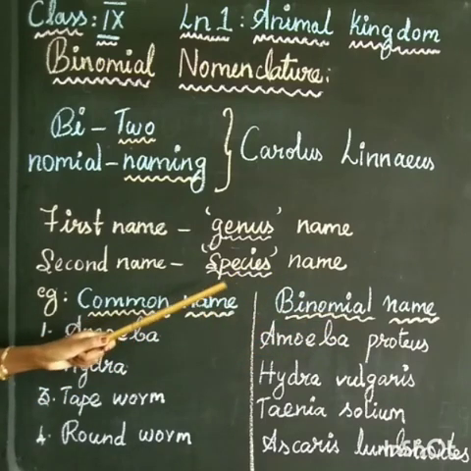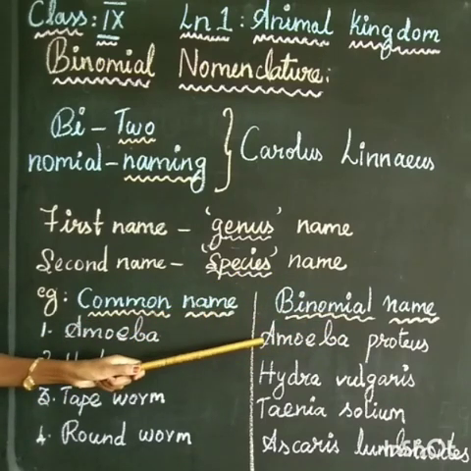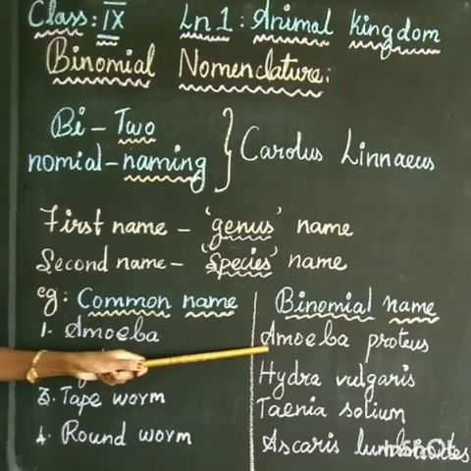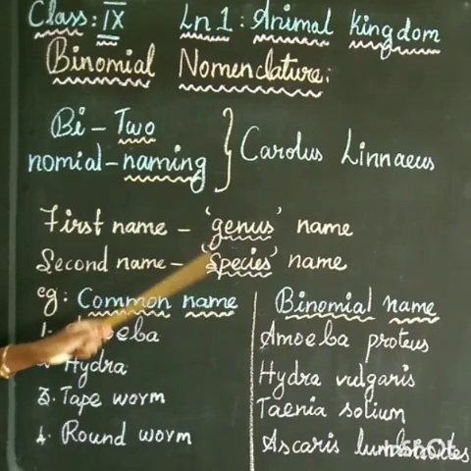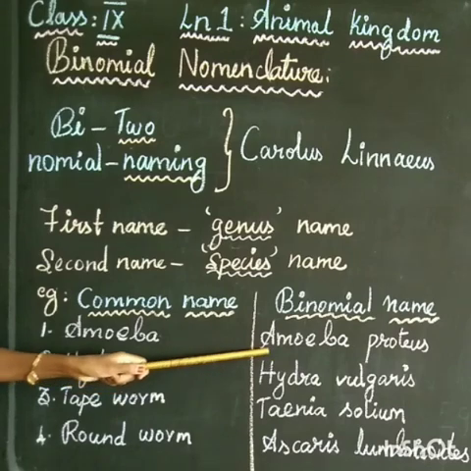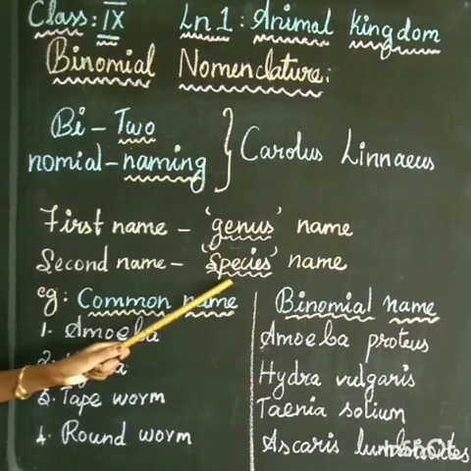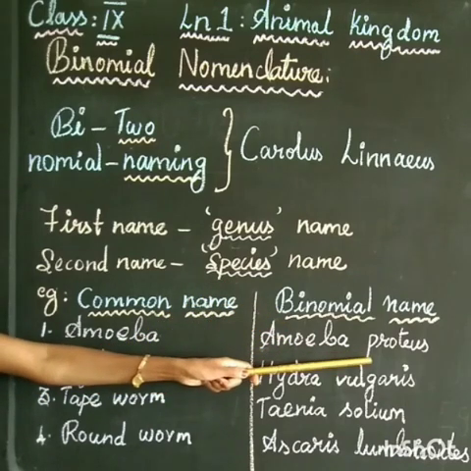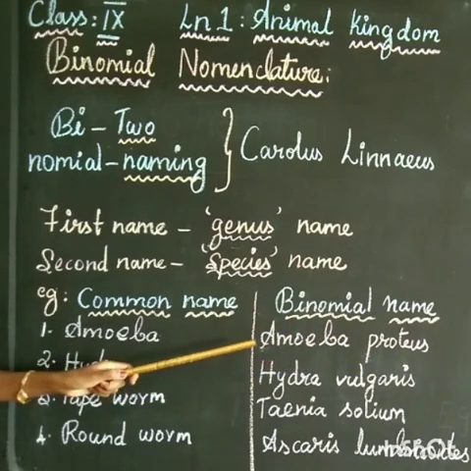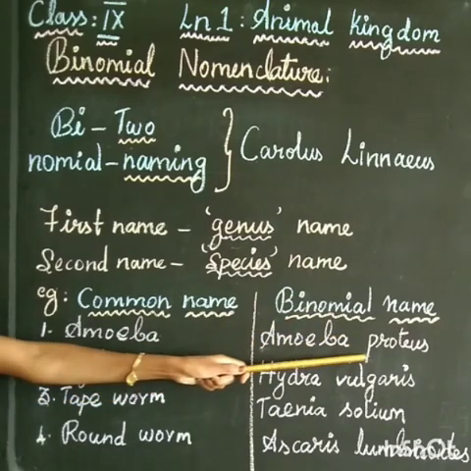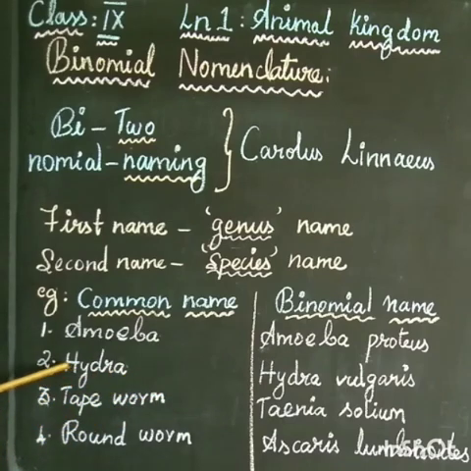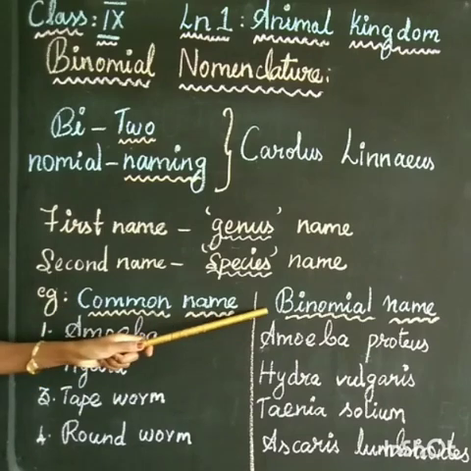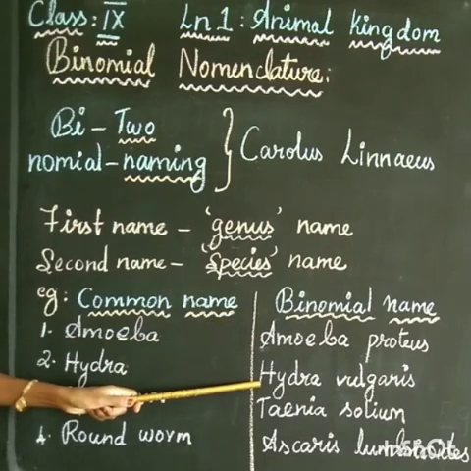You notice here that in Amoeba, the first letter is a capital letter. This is the genus name, and it starts with a capital letter. For the species name, the first letter starts with a small letter. Are you clear? Coming to the second example, Hydra. Hydra is the common name. Its binomial name is Hydra vulgaris.